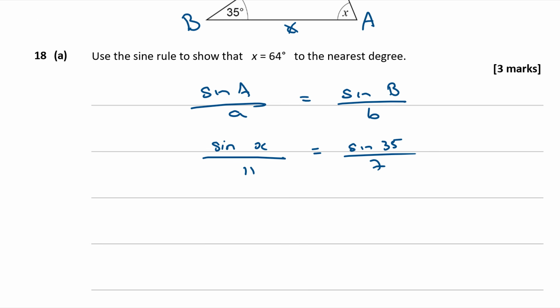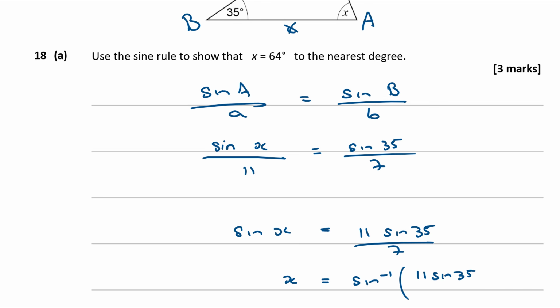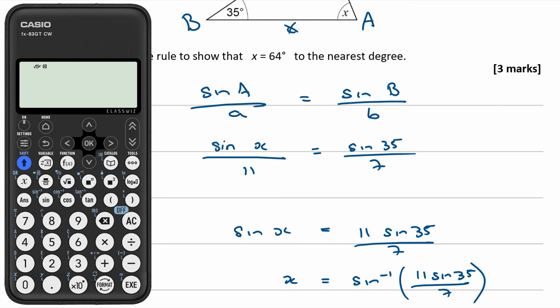So rearranging, sine X equals 11 sine 35 over 7. So then X is going to be the inverse sine of 11 sine 35 over 7, then, isn't it? So tapping that into the calculator, shift sine, the inverse sine, going to use the fraction key, and I write 11 sine 35. You need to close the brackets here, otherwise it'll break. And then divide that by 7. Come out, close bracket. Don't want this breaking.